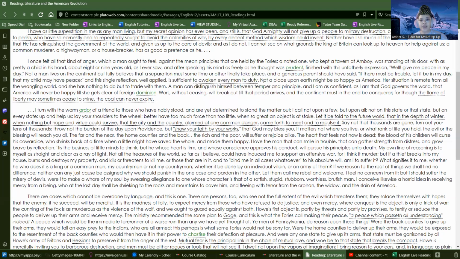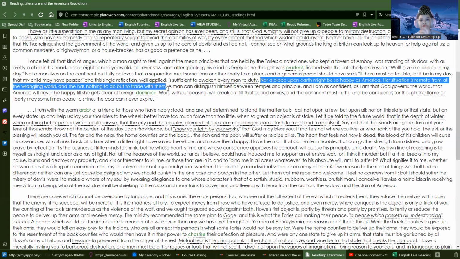Not a place upon earth might be so happy as America. So no other place has the potential to be as happy as America can be if it's free, is the part that he's not saying. Her situation is remote from all the wrangling world, and she has nothing to do but to trade with them.